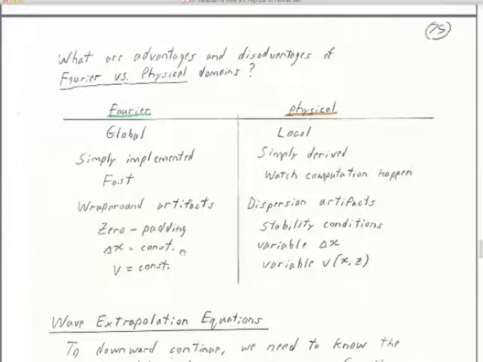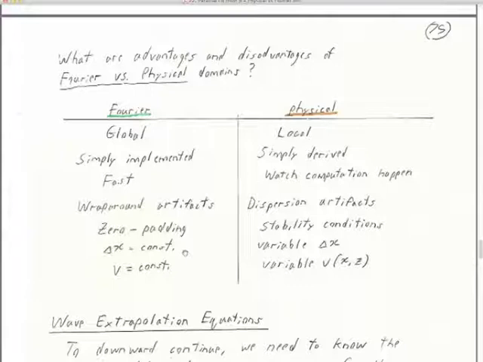In the Fourier domain, we're pretty much stuck with a constant delta x. We don't have much trouble with this in time; basically all of our data sets have constant delta t, at least within one data set.